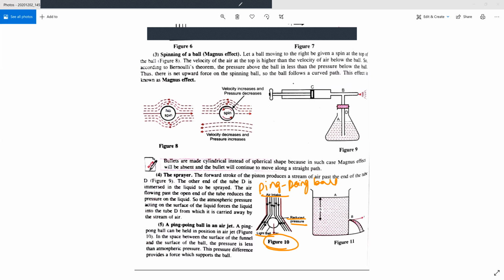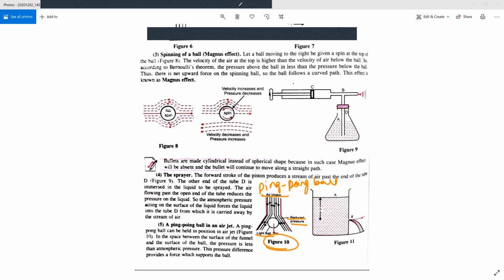So let us see how a ping pong ball in an air jet works. A ping pong ball can be held in position in an air jet that is shown in figure 10. In the space between the surface of the funnel and the surface of the ball, pressure is less than the atmospheric pressure. So this pressure difference produces a force which supports the ball. So this is one of the applications that works based on Bernoulli's theorem only. And the speed of flux and the Venturi meter, those are also working on Bernoulli's principle itself.